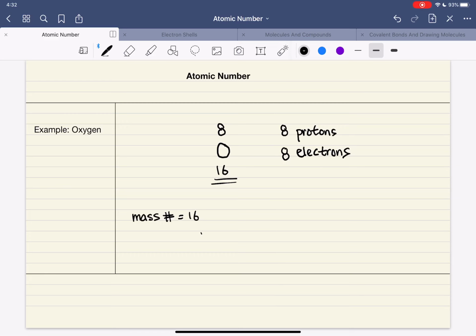So if we do 16 minus the known number of protons, that will give us the number of neutrons, which is 8. So I just did a simple little equation. I just did the mass number minus the number of protons, which is the atomic number, to help us find the number of neutrons.